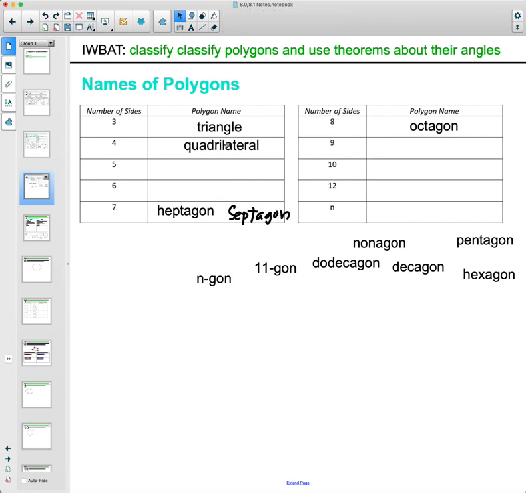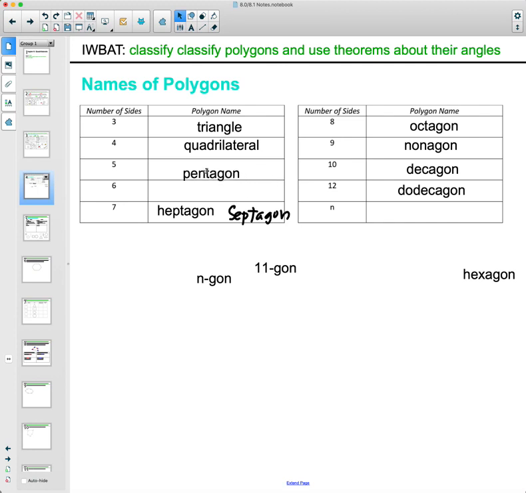Quadrilateral, which is what most of this chapter is going to be about, has 4 sides. Nonagon is 9. Decagon is 10, kind of like a decathlon is 10 events. Dodecagon has 12 sides. Pentagon has 5. Hexagon has 6. And then an n-gon is just any other number of sides. So if we said 11 sides, you would call that an 11-gon.